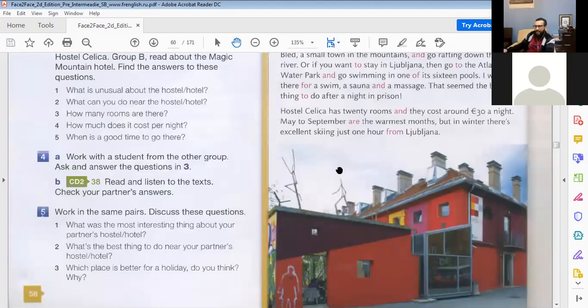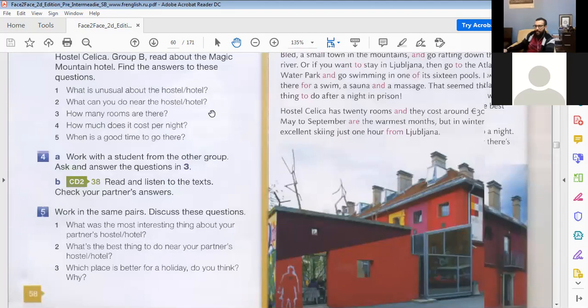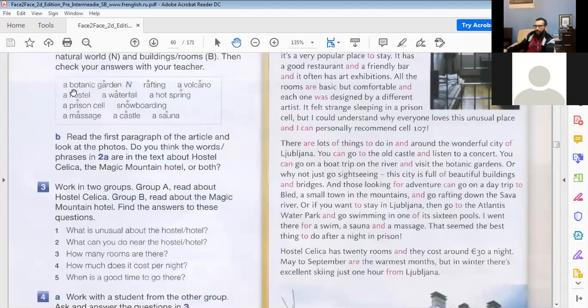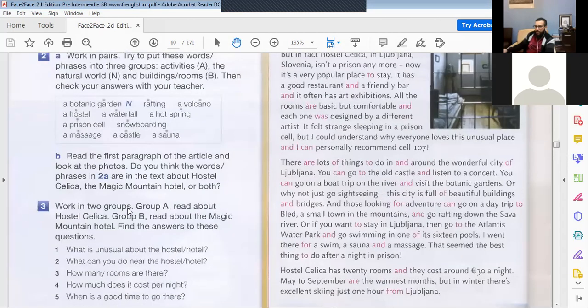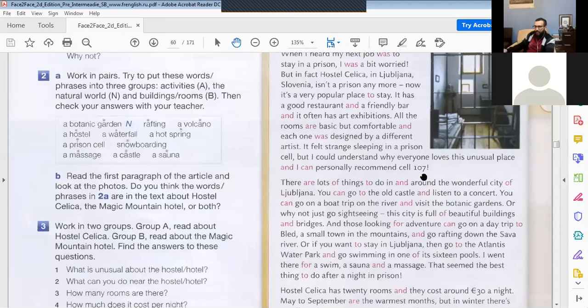Both, maybe? What do you think, Maned? The words that we talked about here in the box: botanic garden, both. Rafting, maybe both. Okay, let's find that. So first of all, I want you to read the article about the first place.